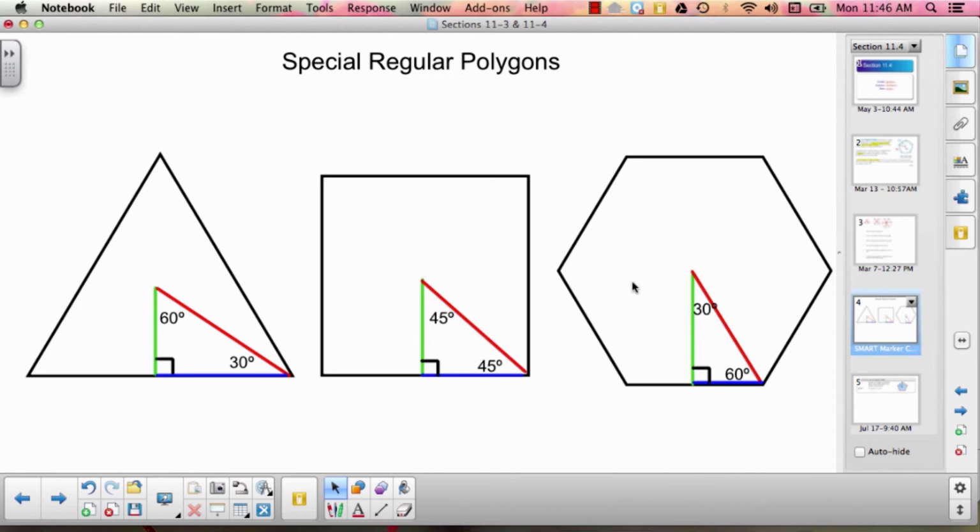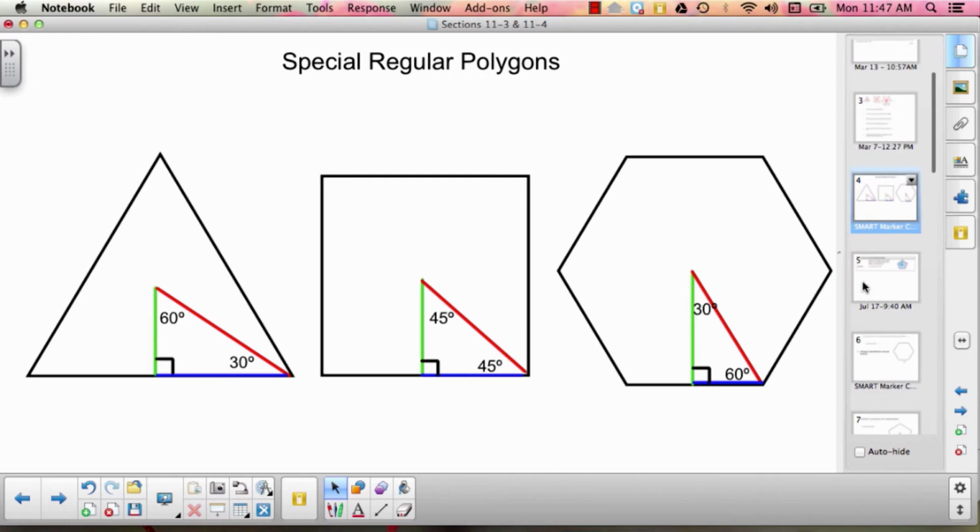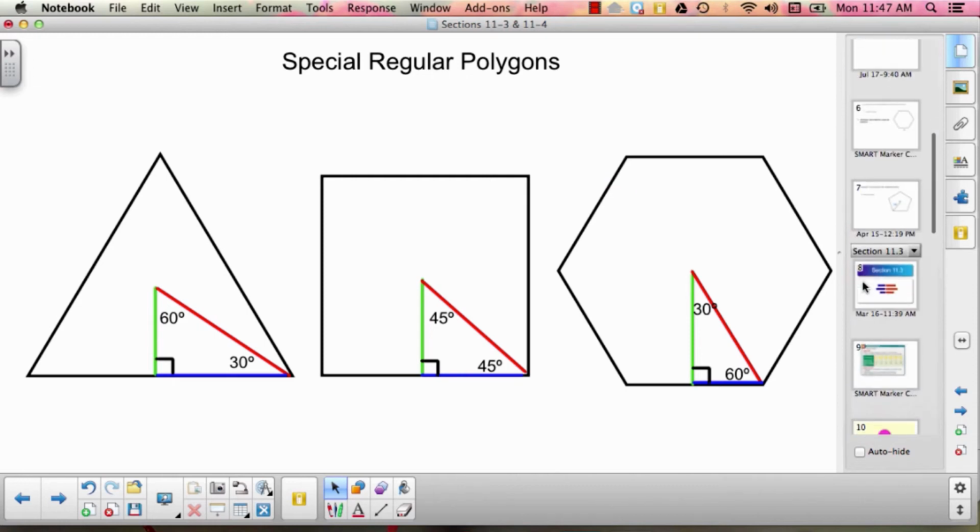So anytime you're finding the area of an equilateral triangle, a square, or a regular hexagon, you will be asked to use these special right triangles instead of trigonometry to solve for the missing parts. That means you'll have to give your exam answers in exact form with square root answers. Alright, now we're going to move on to circles.